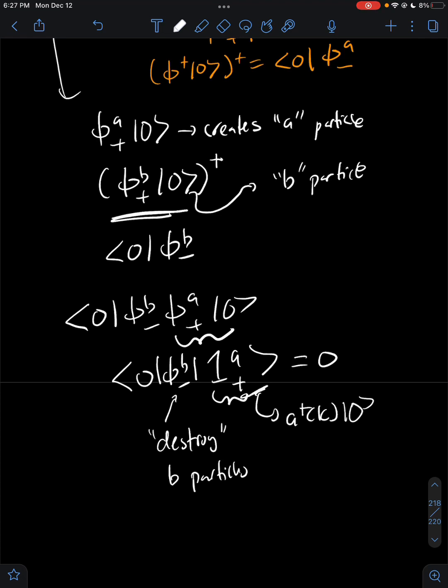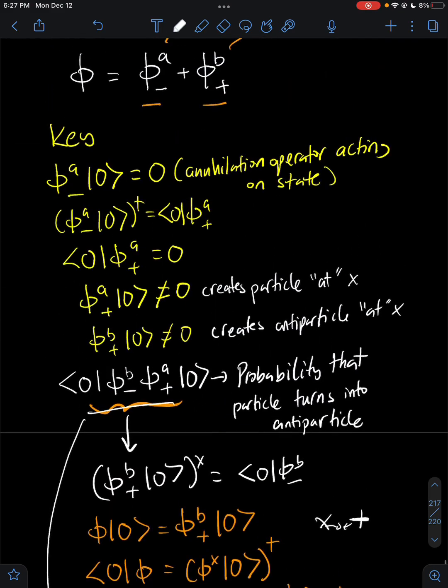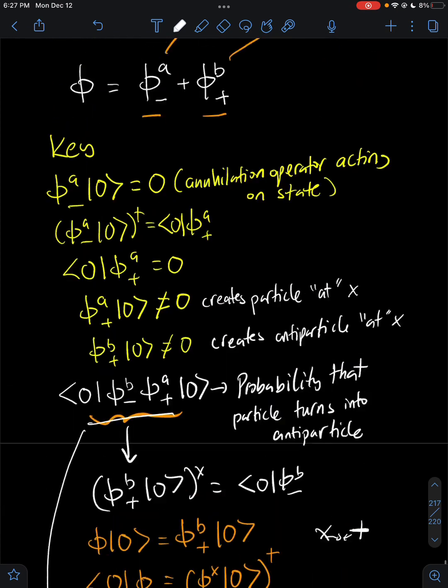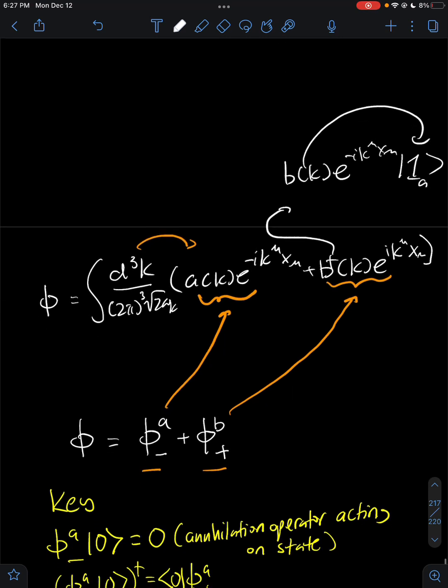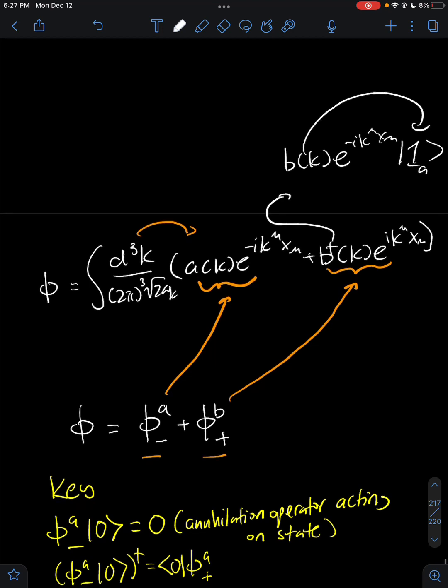No, not A conjugate acting on the vacuum state. It's this over here, and we'd be multiplying this by that state, right? But that's just going to destroy that state because there are no B particles there. Let me think about whether what I'm saying is sensible.